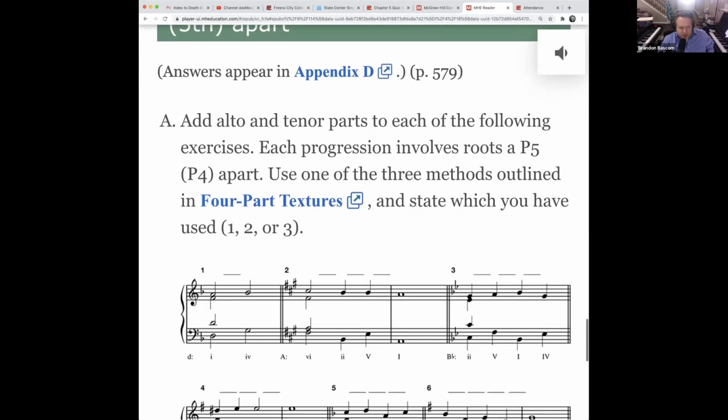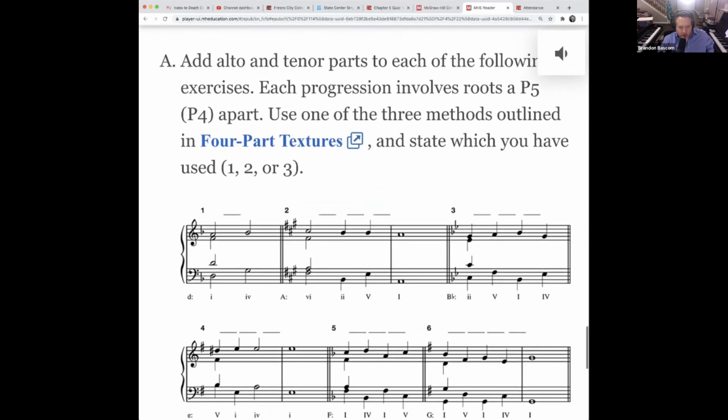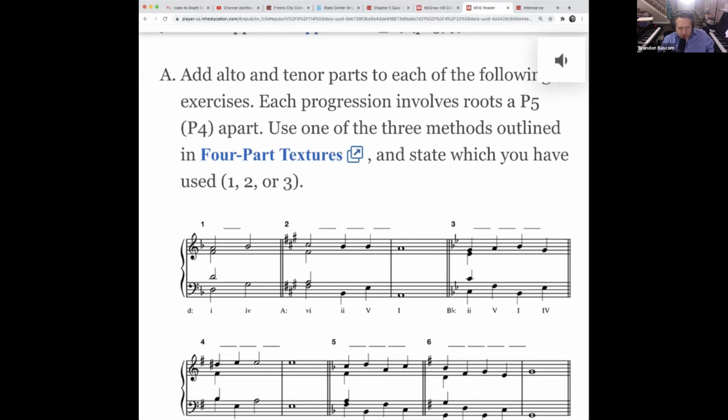Self-Test 6-2. They want us to add alto and tenor parts to each of the following exercises. Each progression involves roots a perfect fifth or a perfect fourth apart. Use one of the 3 methods outlined in 4-part textures and state which you have used. Method 1, method 2, or method 3.